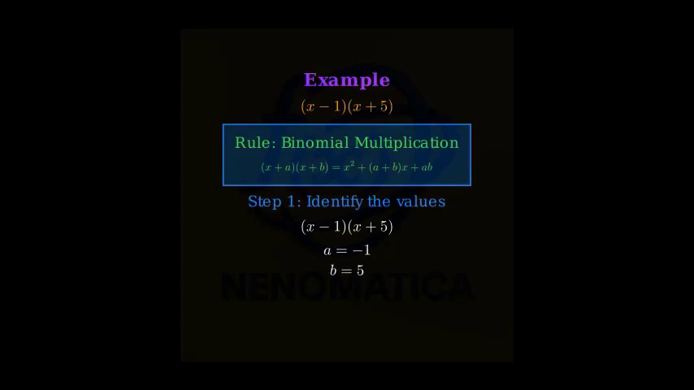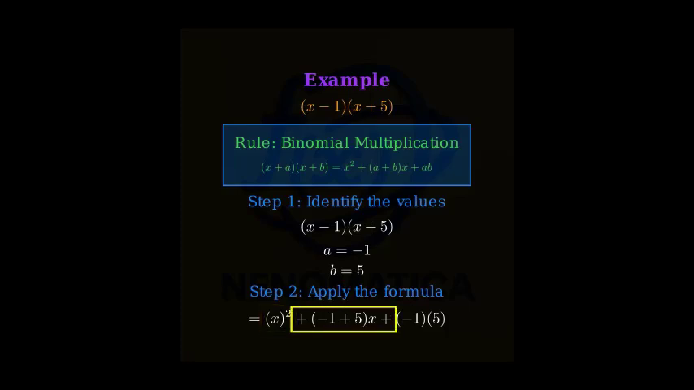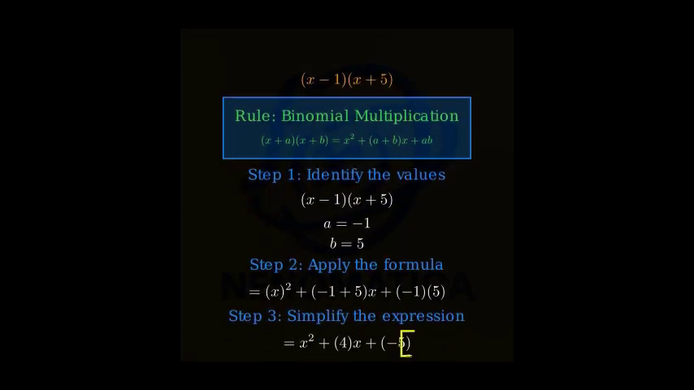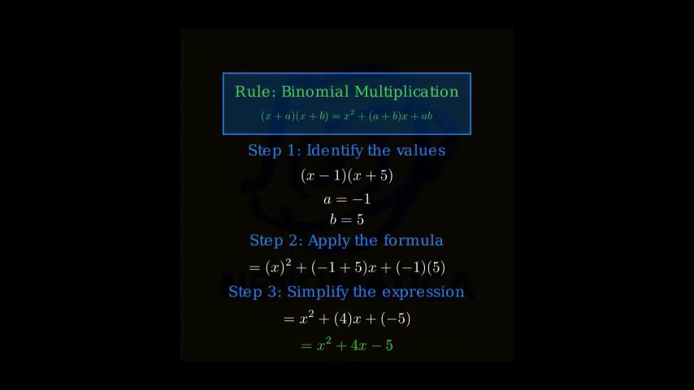Let's apply the formula. We have x squared plus the sum of a and b times x plus the product of a and b. So that's x squared plus negative 1 plus 5 times x plus negative 1 times 5. Now, let's simplify the expression. First, let's calculate negative 1 plus 5, which is 4. And negative 1 times 5 is negative 5. So our expression simplifies to x squared plus 4x minus 5.